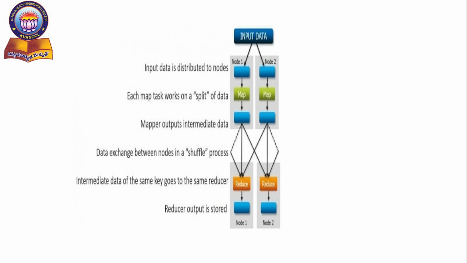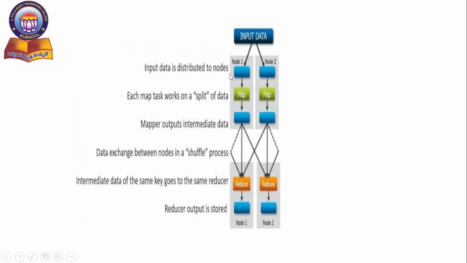So let's see graphically. This is a diagram that shows how the data is input to the Hadoop system and how the different map and reduce tasks will process the data. In this example, we have two nodes, node 1 and node 2. The data from the input system will be distributed to the nodes available in the cluster, so the data will be distributed among these two nodes.